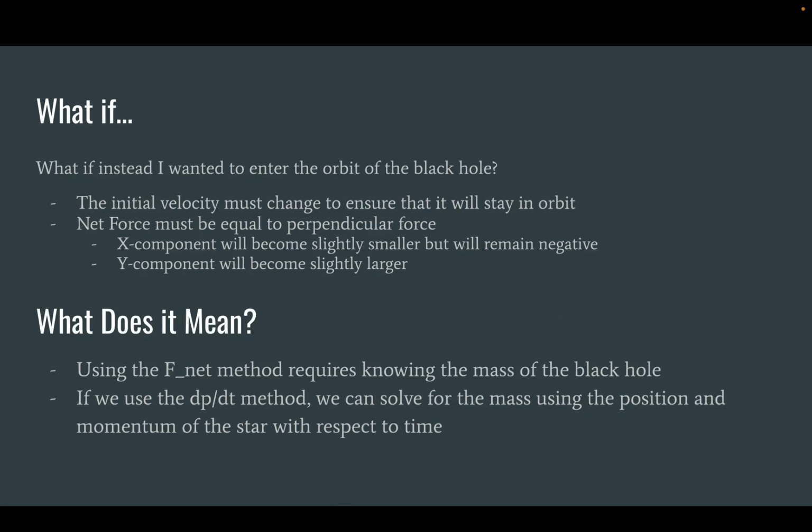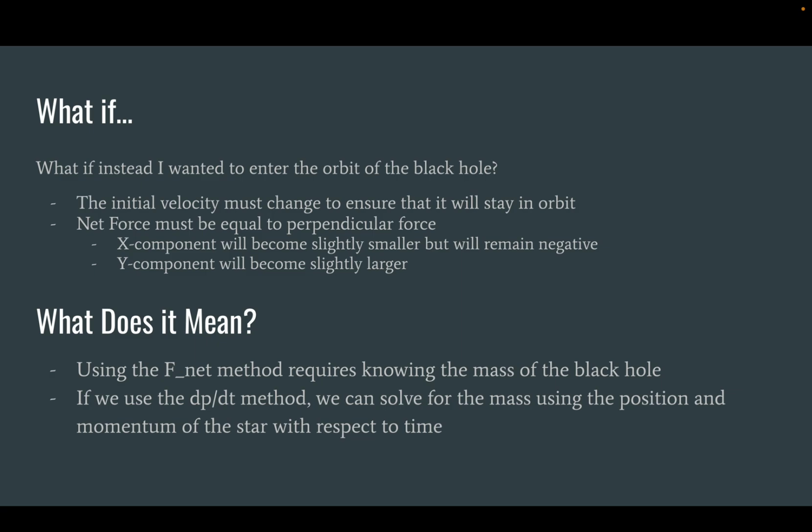What if instead we wanted to enter the orbit of the black hole rather than simply looping around it? In order for this to happen, we would need to change the initial velocity to ensure that it would stay in orbit, and we would need to change it so that the net force is equal to the perpendicular force, meaning the parallel component of force is 0. In order to do that, the x component of our velocity would be slightly smaller but still remain negative, and then the y component would become slightly larger.